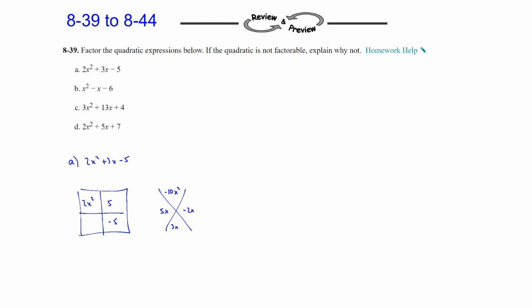We place those in the generic rectangle and then figure out the side lengths from there. So we know we need a 2x and an x, and then x times 5 would give us 5x, and 2x times negative 1 would give us negative 2x, and then to verify, negative 1 times 5 is negative 5. So we know that the product will be 2x plus 5 and x minus 1.